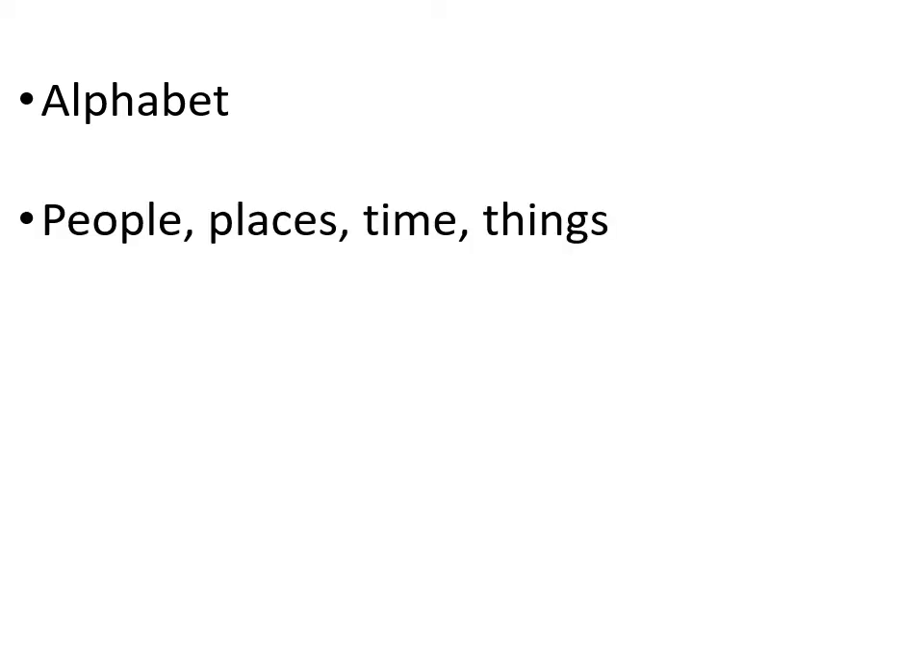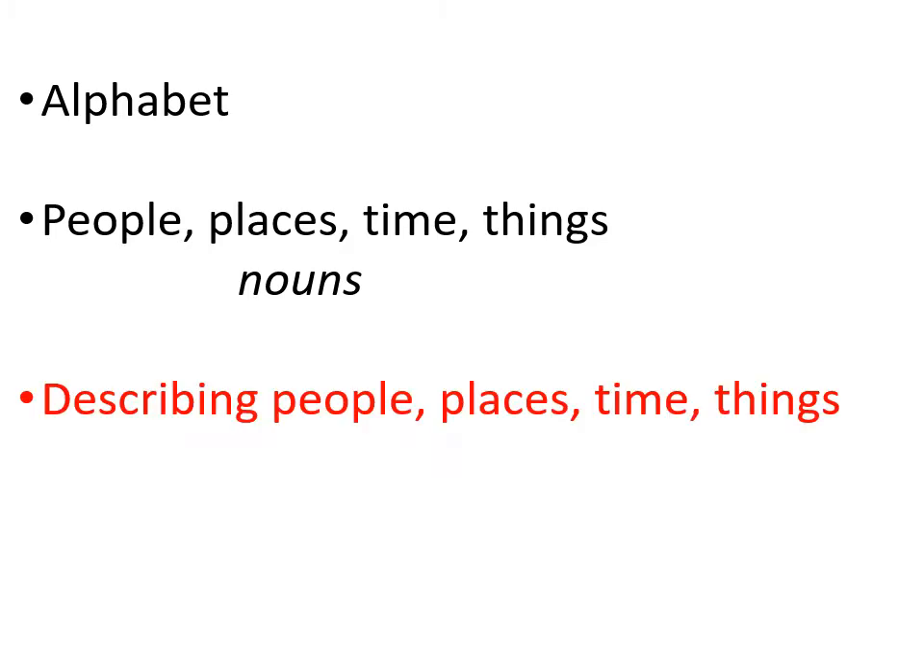Hey guys, so this video will be a review of what we discussed in class 3, but first we're going to do a quick recap of everything else we've covered so far. Of course, we started with the alphabet and saw the different rules around vowels and consonants. Following that, we learned people, places, time, and things, which is just another way of saying nouns. And now we're going to learn how to describe those people, places, time, and things.